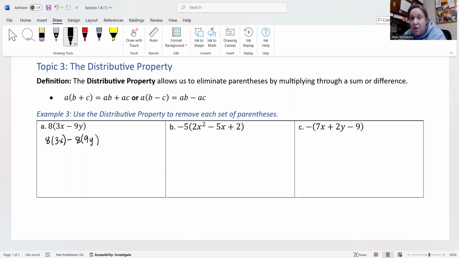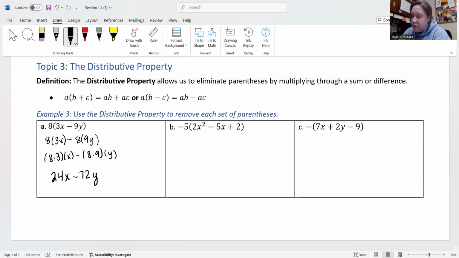Now, because we already know the associative property, remember from a previous video, we could regroup this as 8 times 3 times x minus 8 times 9 times y. So we've just regrouped these numbers, which allows us to very easily multiply. 8 times 3 is 24, so that gives me 24x. Negative 8 times 9 is negative 72, and then we just keep the y. So when you multiply a number and a variable, you just write them side by side. You don't have to put a multiplication symbol in there, okay?